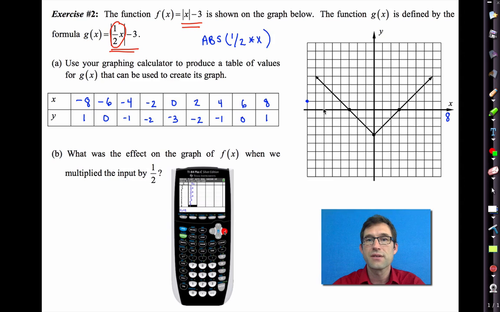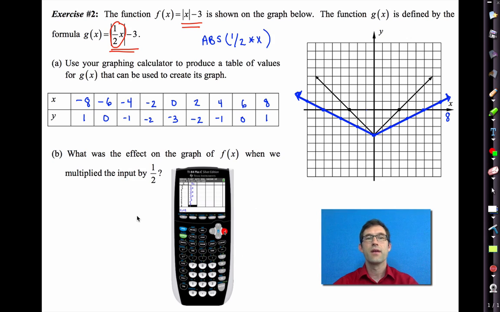Then I'm going to go to negative 6 and I'm at 0. Negative 4, negative 1. Negative 2, negative 2. 0, negative 3. Ooh, that didn't go anywhere. 2, negative 2. 4, negative 1. 6, 0. And 8, 1. I think we'll just use that line utility again. I love that thing. And slap some arrows on.